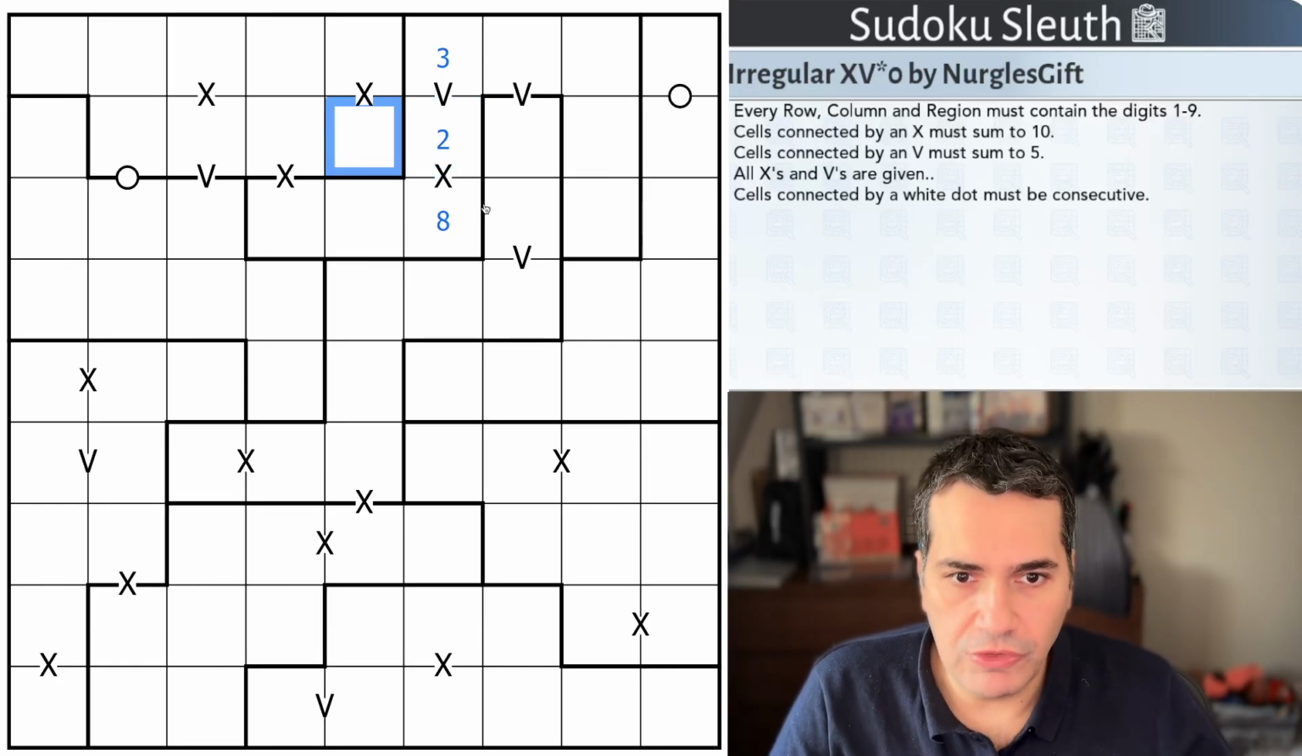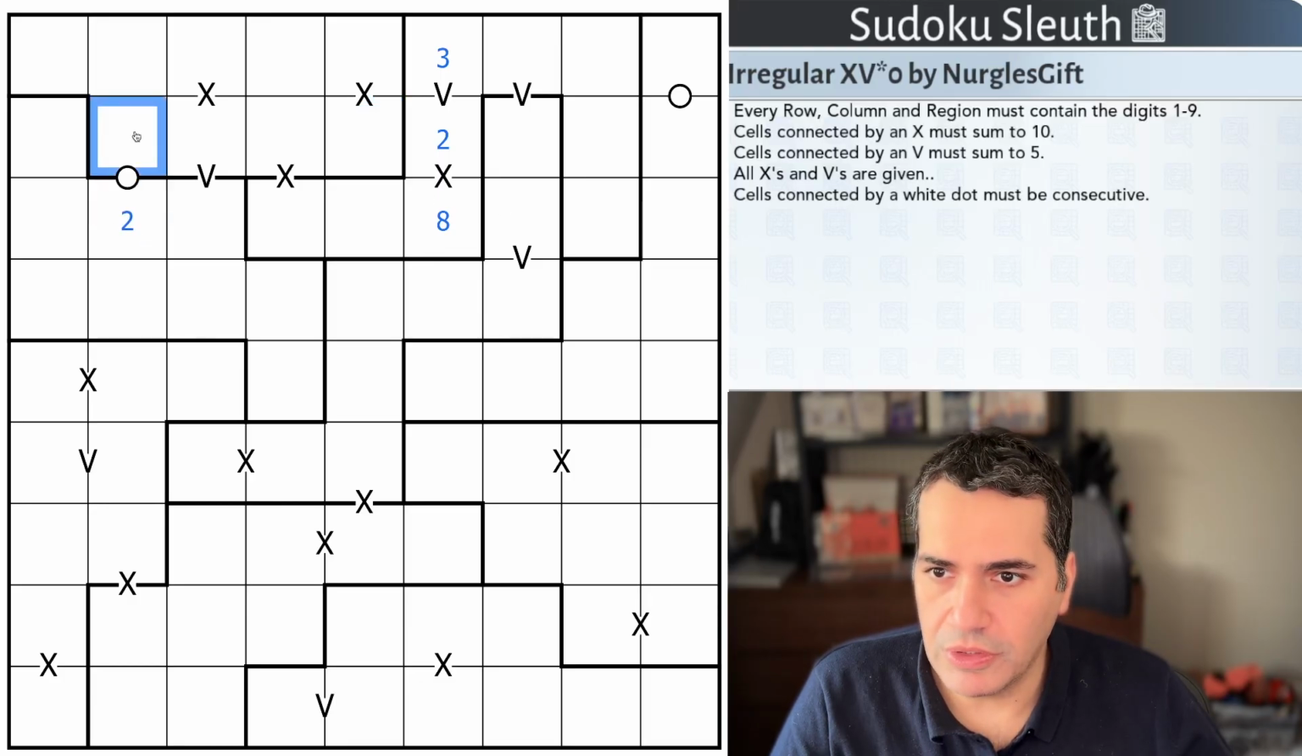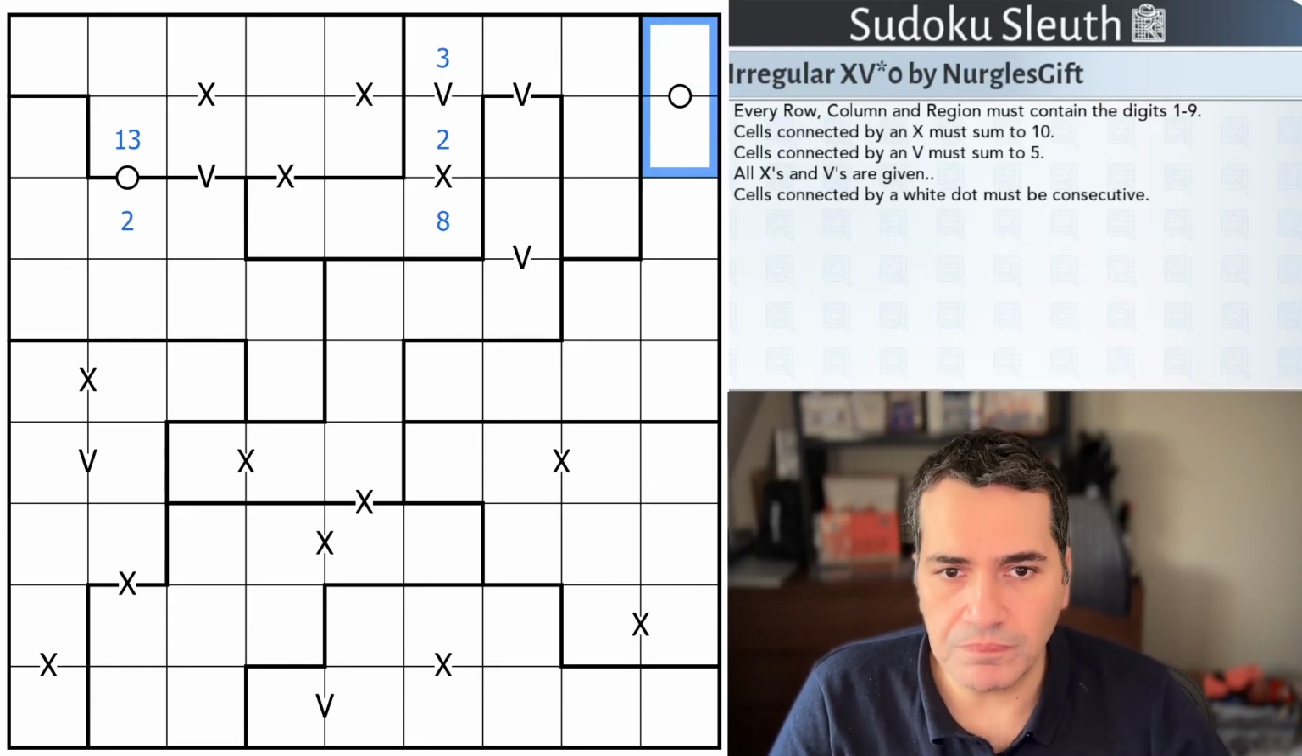And then last but not least, cells connected by a white dot must be consecutive. So if this cell is a 2 here, this will be 1 or 3, so that these two cells are indeed consecutive as they're connected by a white dot, as are these two cells. So, a fairly straightforward set of rules.